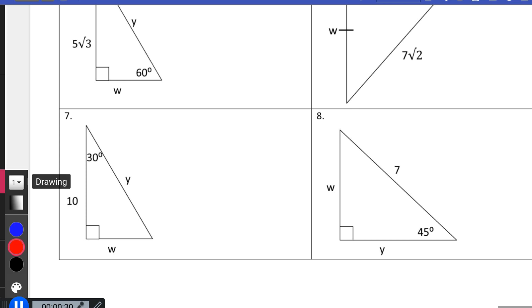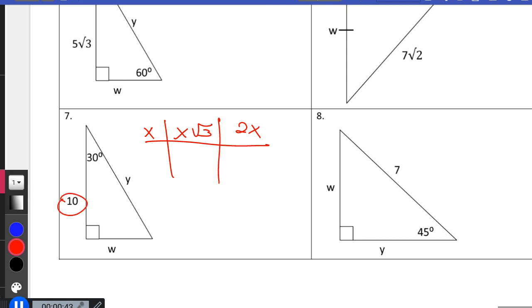So this first one here is a 30, 60, 90. So our pattern is x, x root 3, 2x. And then you want to take a look at where the 10 goes. So several students tend to just put the 10 in an easy spot. So x is 10 because it doesn't have a root 3 on it. But that's not how it works, unfortunately.